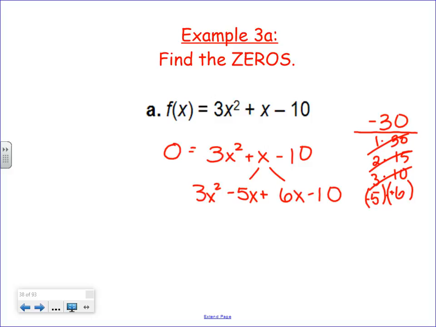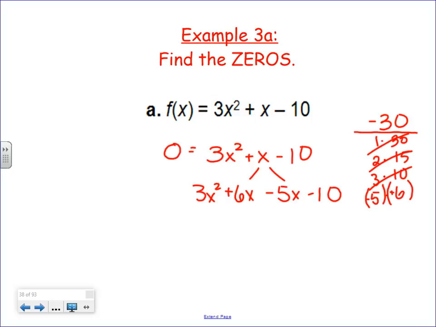I switched it around: 6x plus negative, or minus, 5x. Still fine, as long as you legally simplify. Let me go ahead and switch it around too, just because there's a mistake that can happen super easily if you do switch it around.